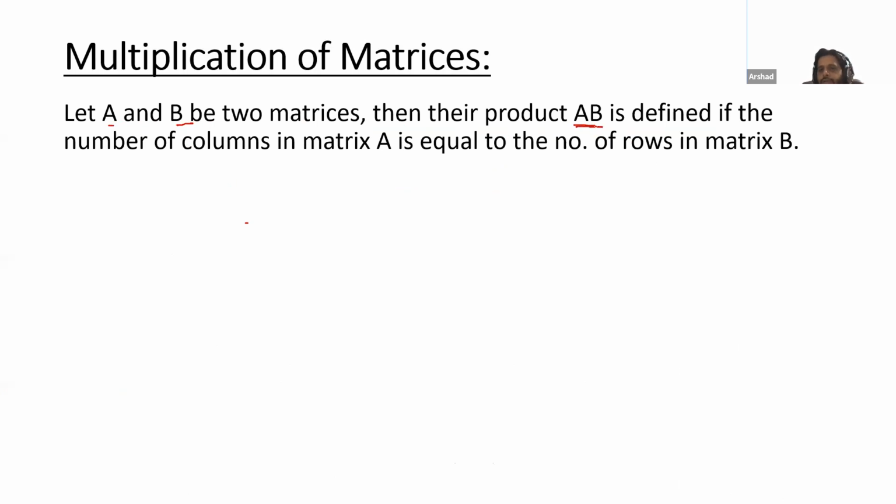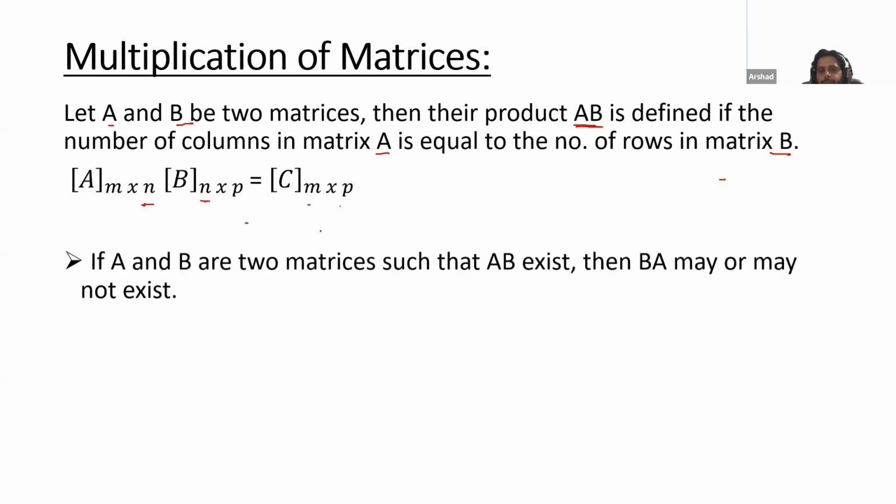That means we can multiply two matrices when the number of columns in matrix A is equal to the number of rows in matrix B. These two are the same, then we can multiply. And what's the order of the resultant? That is m by n.